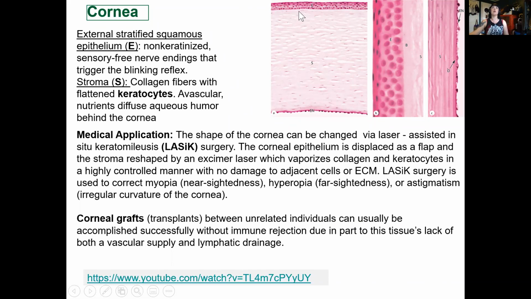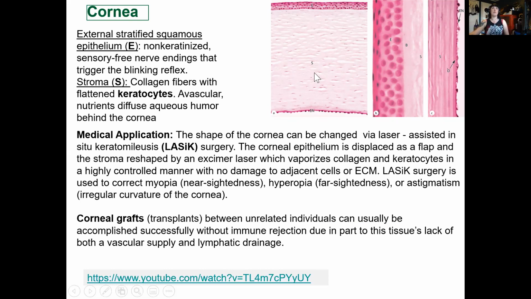So we have the external epithelium. This is a non-keratinized epithelium, and it has nerve endings that trigger the blinking reflex. So this is part of the reason why you can't hold your eyes open without blinking, without considerable effort. And when anything touches your cornea, you feel compelled to blink.